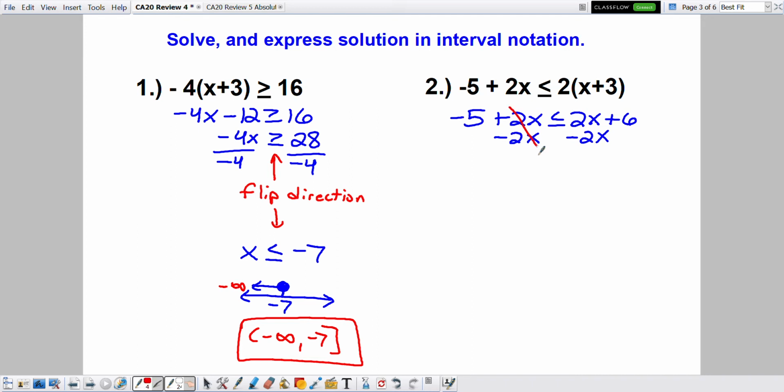If 2x gets subtracted on both sides, it cancels out. And that usually doesn't happen. And so I get something left over that looks like this. Negative 5 is less than or equal to 6.